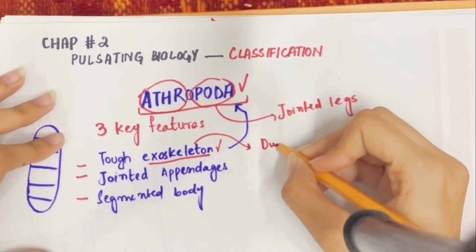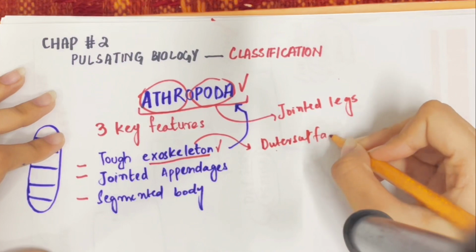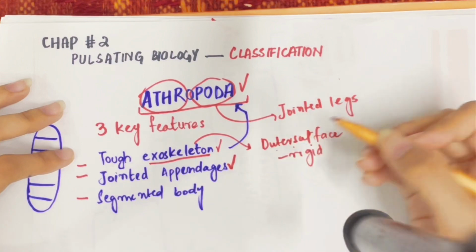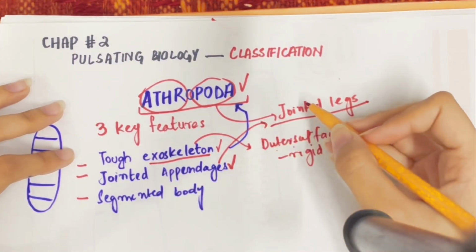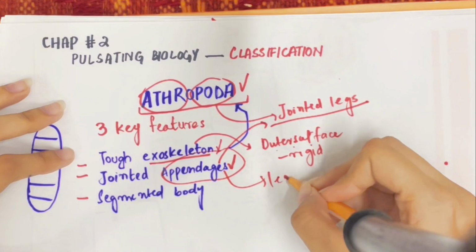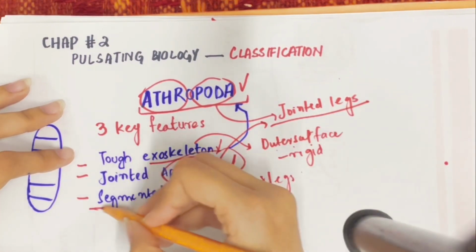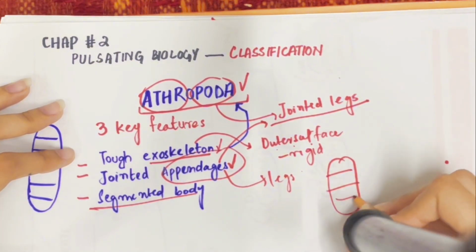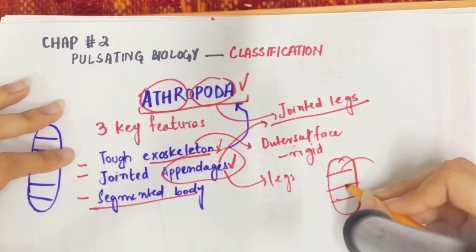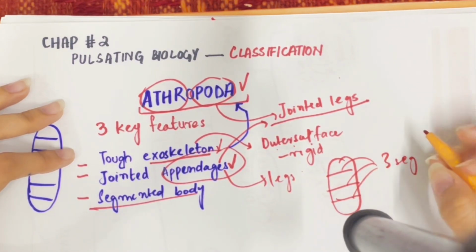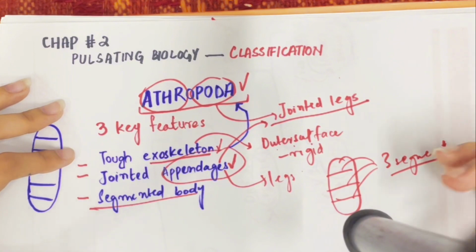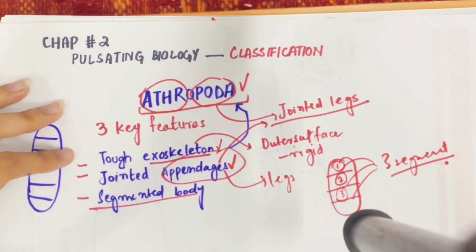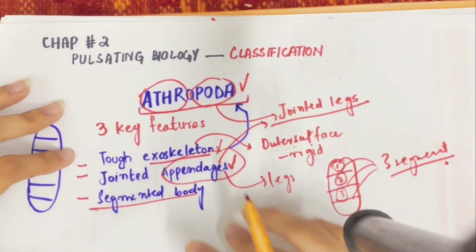Exoskeleton means the outer surface skeleton of the body. So it has an outer surface that is rough, which means it is a rigid and rough structure. Then it has jointed appendages. Since it has jointed legs, it has jointed appendages. By appendages, we mean the legs or the wings. The third is the segmented body. The term segmented body tells us that the body of an arthropod is divided into sections. Thus, it is termed segmented. We will say that there are three segments in this organism. That means it is divided into three segments of the body. This is number one, this is number two, and this is number three. Thus, there are three key features: the tough skeleton, the jointed appendages, and the segmented body.